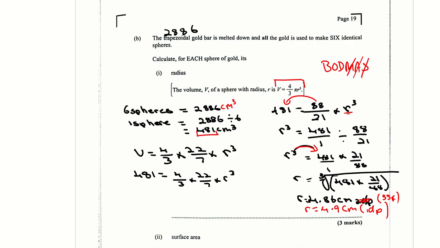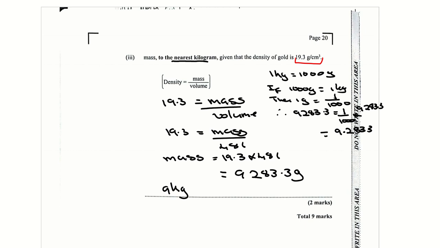If you look at the heading, calculate the volume for each sphere of gold, part 1, part 2, and then we have part 3 here. So they have been talking about only one sphere, right? The volume is 481. So your mass would be 19.3 multiplied by 481, which is 9,283.3 grams. However, they want it in the nearest kilogram.